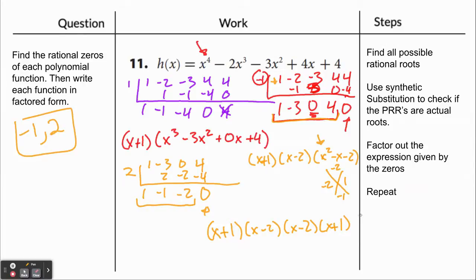And my factored form is going to be f of x equals x plus 1 squared, because there's 2 of them here, times x minus 2 squared. And that is my final answer.